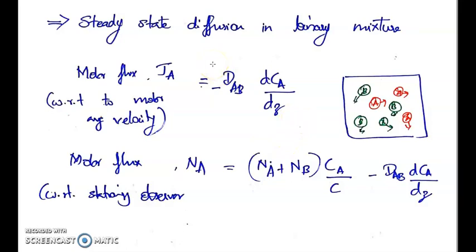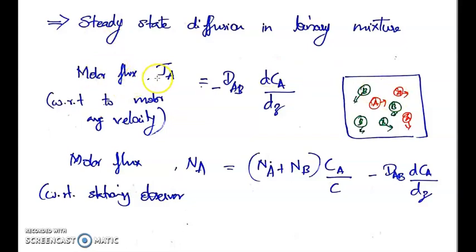So we have been discussing steady state diffusion in a binary mixture. What you see here is a binary mixture in a vessel, which is composed of molecules of A and B. So here A and B are diffusing in different directions, maybe with different fluxes. So we define two ways of expressing flux.